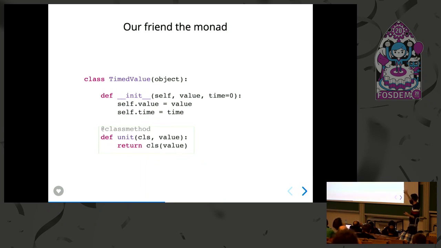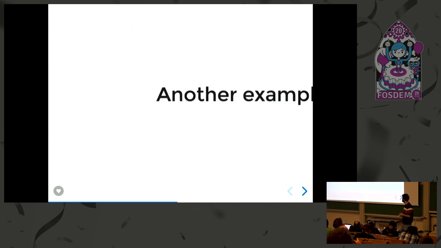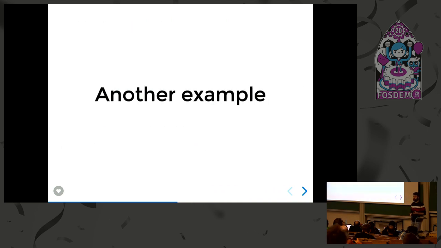So if we go back to our time value example, unit here is simply the constructor that we have, and bind is just the bind method that we've seen before. So let's go ahead with another example.